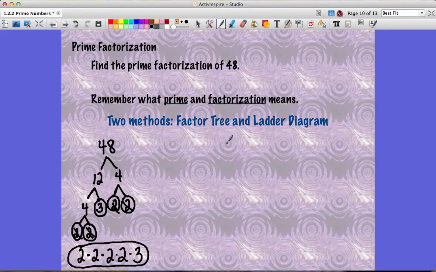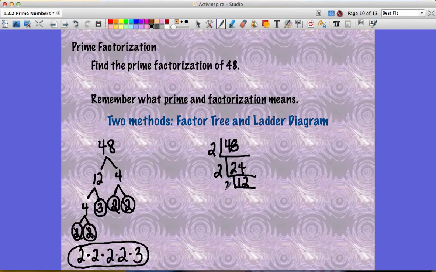Now I can also do this with the ladder method. The ladder method you guys learned with least common multiple, except this time when you have a number on the outside it has to be prime. So when I divide, I have to divide by a prime number. In this case I'm going to divide by 2. I know that 48 divided by 2 is 24. I know that 24 is divisible by 2, which is prime, so all the outside numbers have to be prime. 24 divided by 2 is 12.